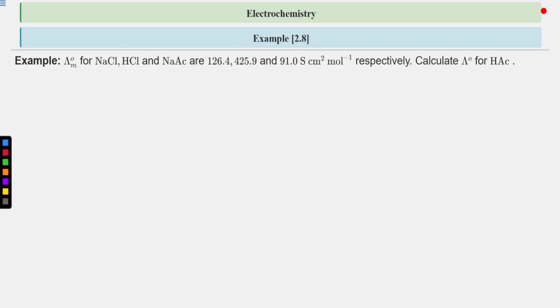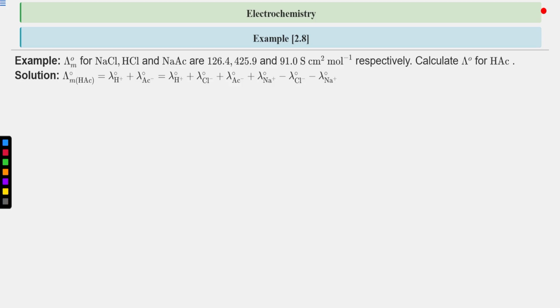Let's see the next example, which is 2.8. This says that lambda naught m, that is the limiting molar conductivity for sodium chloride, HCl and sodium acetate, are 126.4, 425.9 and 91 Siemens centimeter square mole inverse respectively. You have to calculate the lambda naught m for HAc, that means acetic acid.